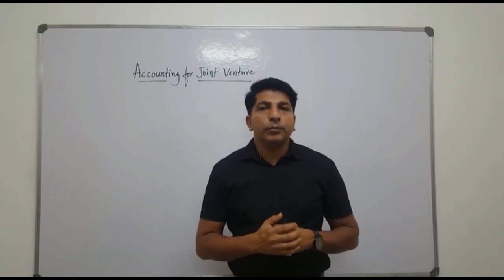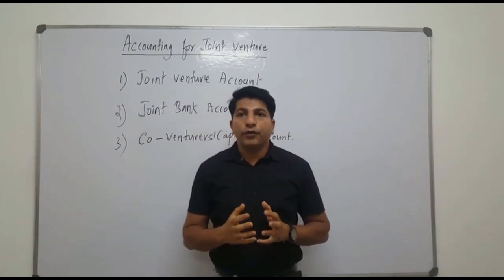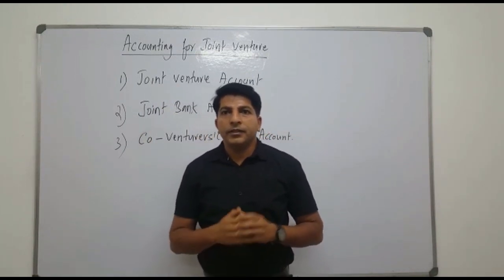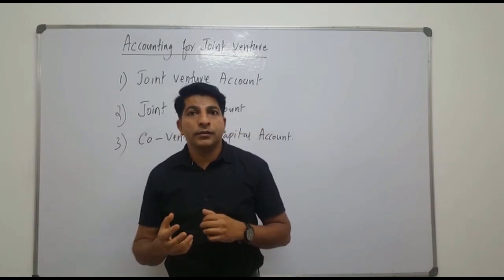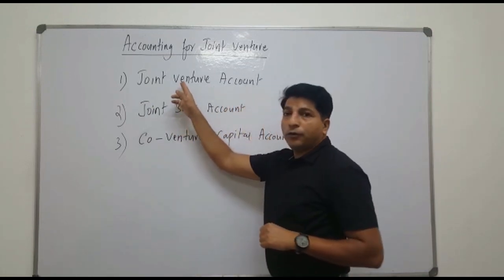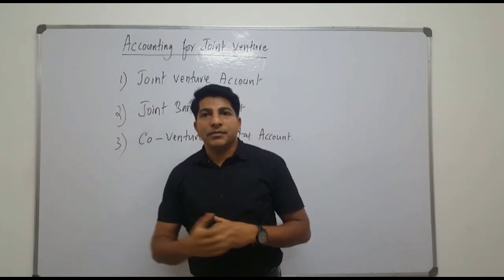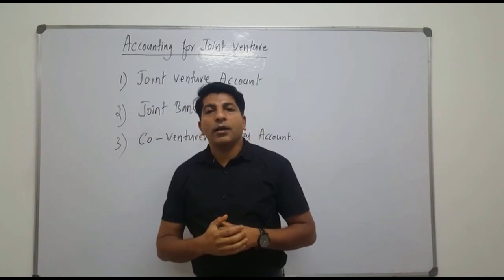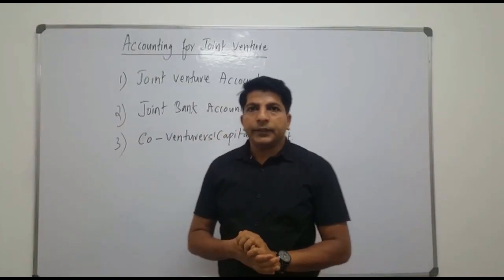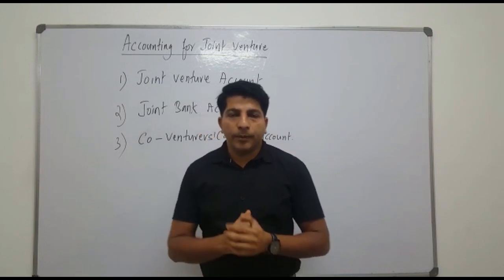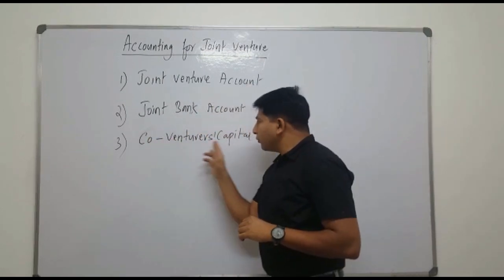Let us study how to prepare ledger accounts. Joint venture account is prepared to ascertain profit or loss of the venture. This account is prepared for the purpose of ascertainment of venture profit or loss. This account is debited for all the venture expenses and credited for all the incomes such as sales or other collections of the ventures.